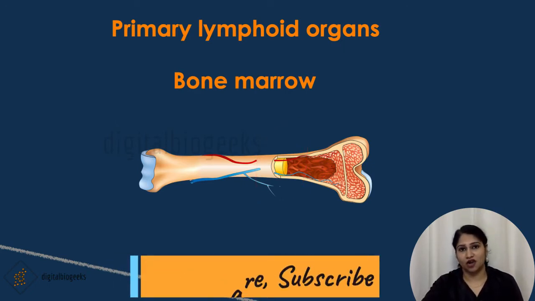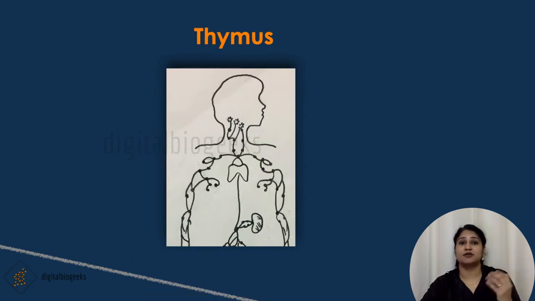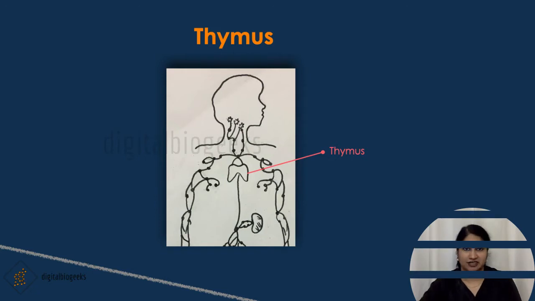Thymus is an organ that is situated just behind the sternum and above and in front of the heart. Thymus helps in the maturation of T lymphocytes. The lack of thymus leads to severe immunodeficiency. Those people are highly susceptible to infections.